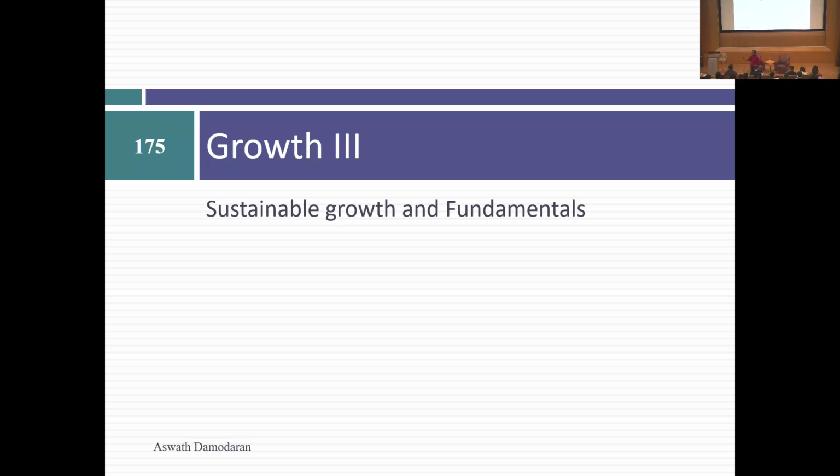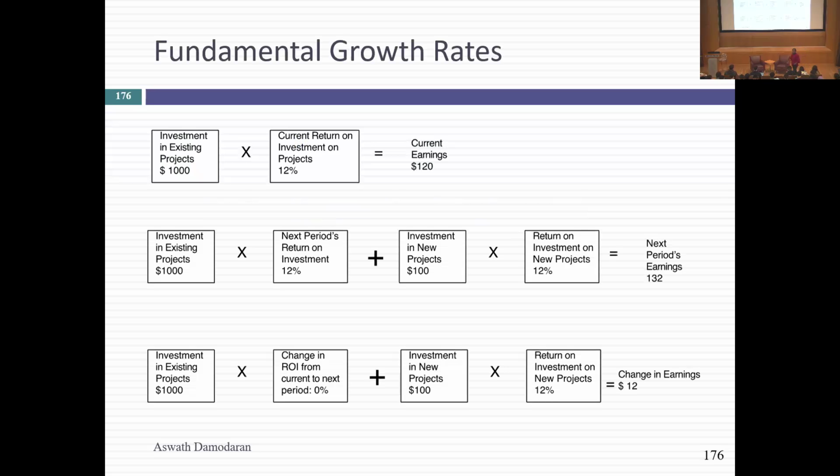Which leaves you with the third way of thinking about growth. I want to get this process started because I think it is the healthiest way to think about growth, because it ties to your story and ties to the other estimates you're making for your company. It's called sustainable growth. Basically, it comes from looking at what a company does. So I'm going to set up a very simple hypothetical company. Let's assume a company with $1 billion invested in existing projects on which it makes a 12% return. So right now, its earnings are 12% of $1 billion, 120 million. Next year, it adds another 100 million in new projects and continues to make 12%. Just mathematically, its income next year is going to be 132 million.